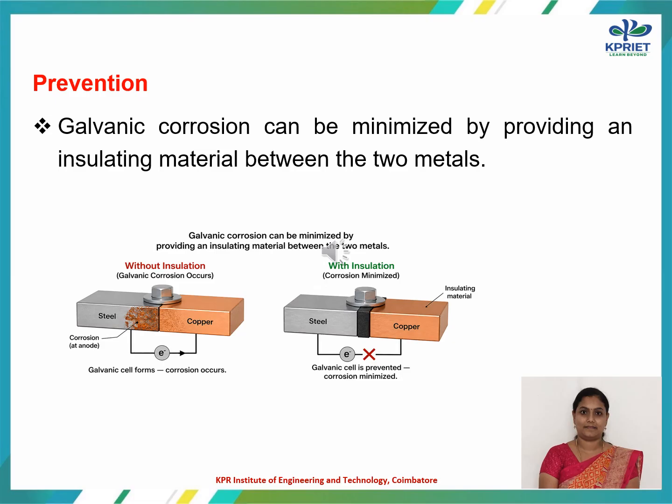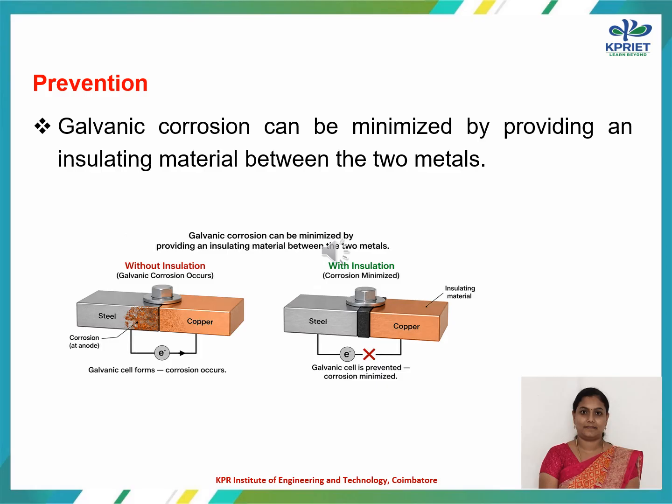How can we prevent galvanic corrosion? Since galvanic corrosion occurs when two dissimilar metals are in direct contact with each other, it can be minimized by providing an insulating material between an anode and a cathode.